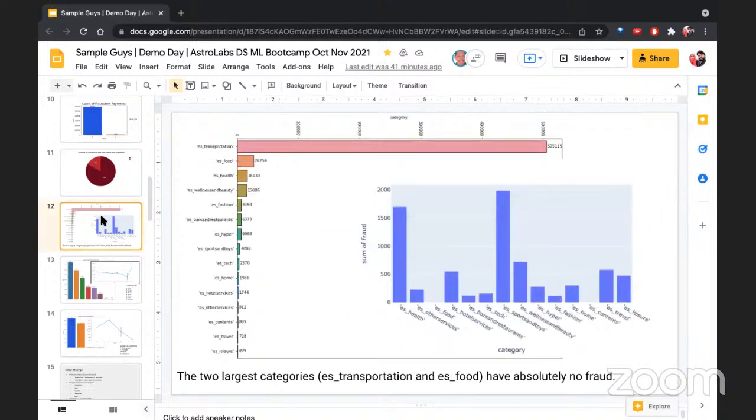And coming to the next feature, this is category. So these are the different categories we had: transportation, food, health, wellness, and beauty. Transportation and food being the largest two categories, it is surprisingly and pleasantly good that these two didn't have any fraud at all. So when you look at the fraud transactions analysis, you will find the other categories like sports and toys and health having the highest fraud transactions.